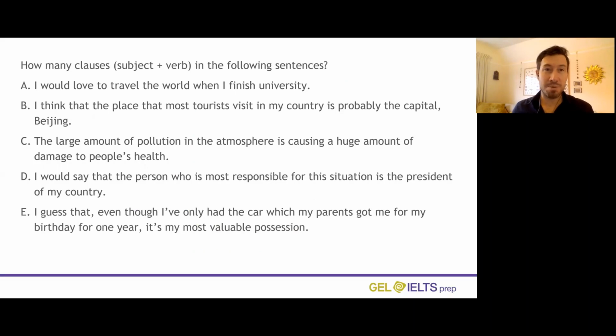So let's have a little bit of practice with this. What I'd like you to do first is just look at question 1 below the video and see for sentence A, how many clauses does that contain? And I'm just going to give you 10 to 15 seconds to choose the correct option.